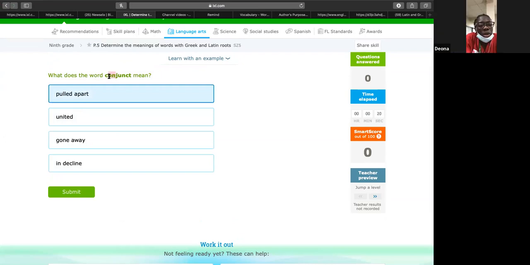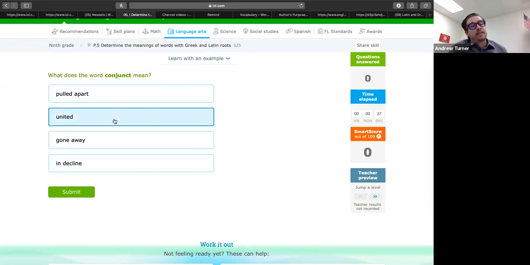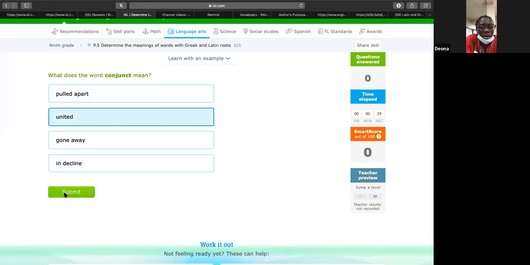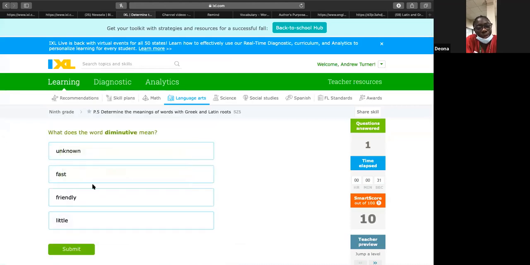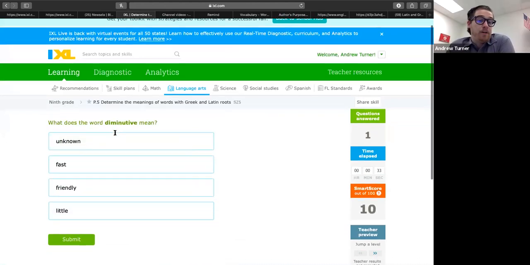No. The "con" means together. Conjoint, conjunct, mean to join something. Yeah, conjoined twins are united. Yeah. So it's united. Very good. This is a tough word.